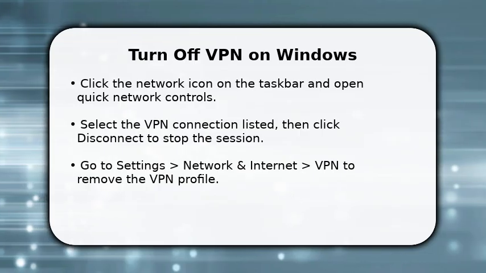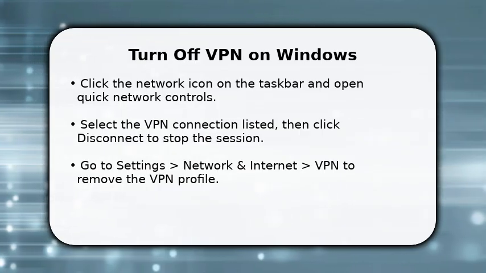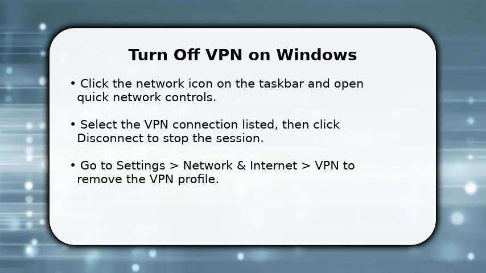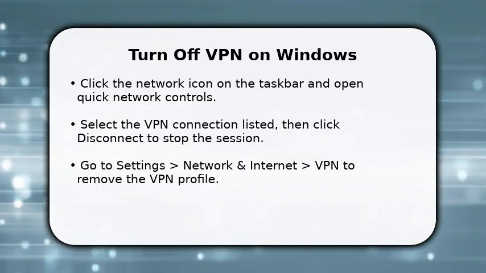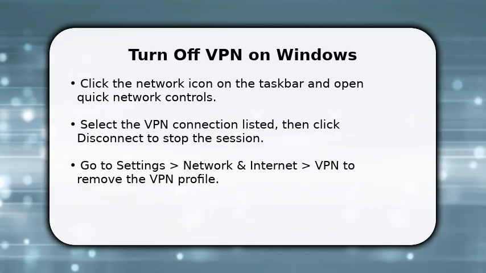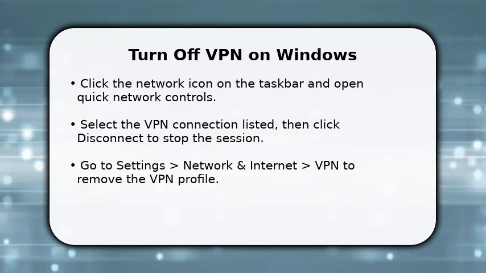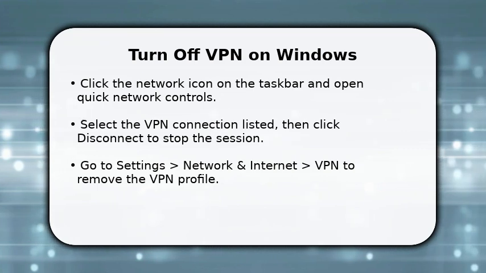If you installed a third-party VPN app, open that app and use its disconnect or power toggle. Confirm disconnection if prompted, and then close the app window. For persistent VPNs, open Settings to remove the VPN profile from the system entirely.